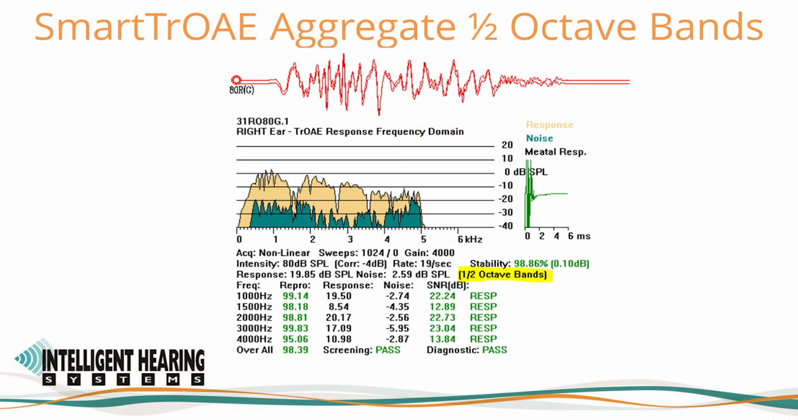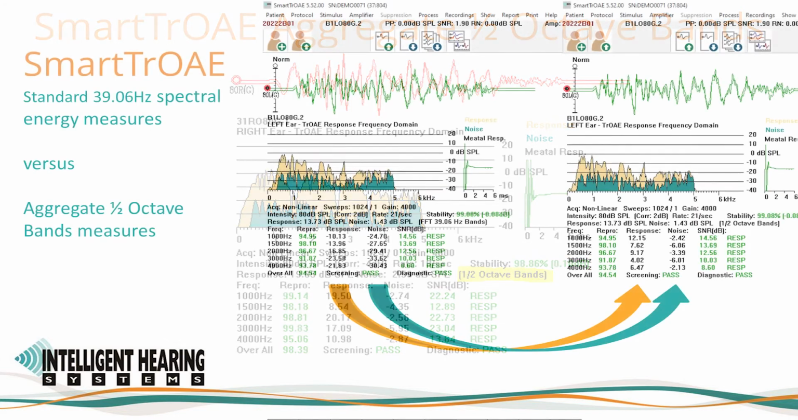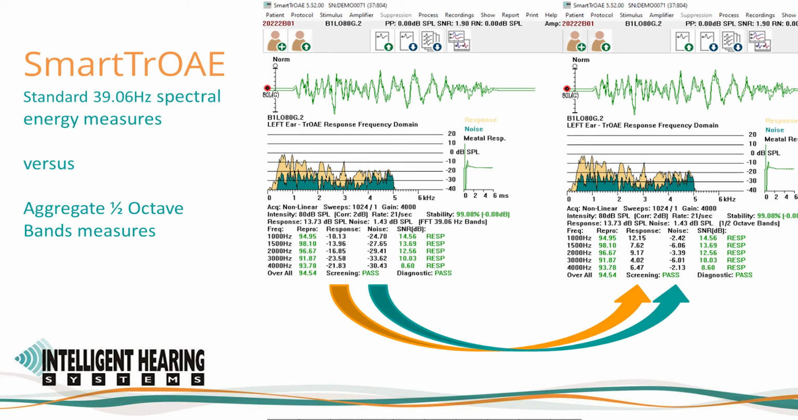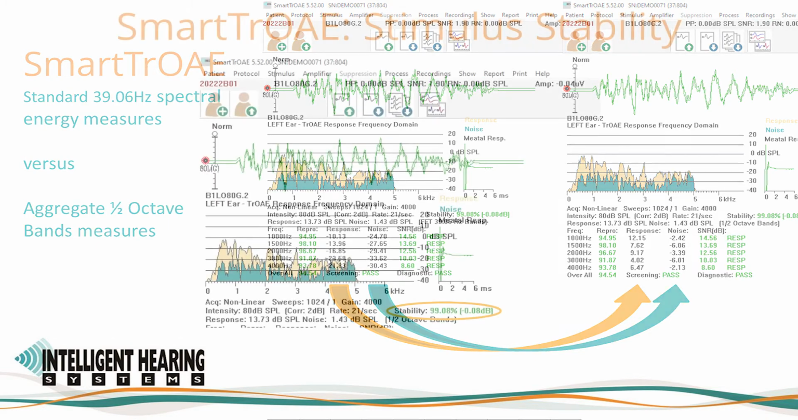Here is an example of results displayed with the integrated aggregate measures activated. As you can see highlighted, when this option is selected, the table of information will specify half-octave bands. Here is the same response displayed side by side, showing the standard traditional SmartTrOAE spectral amplitude values versus the new integrated aggregate total energy per band option.